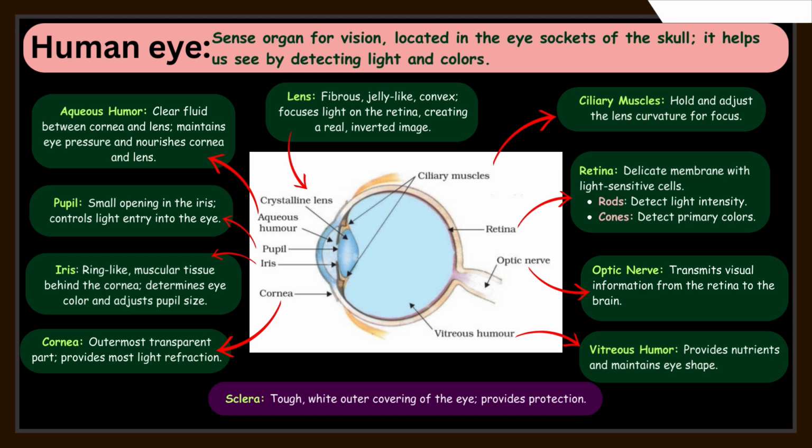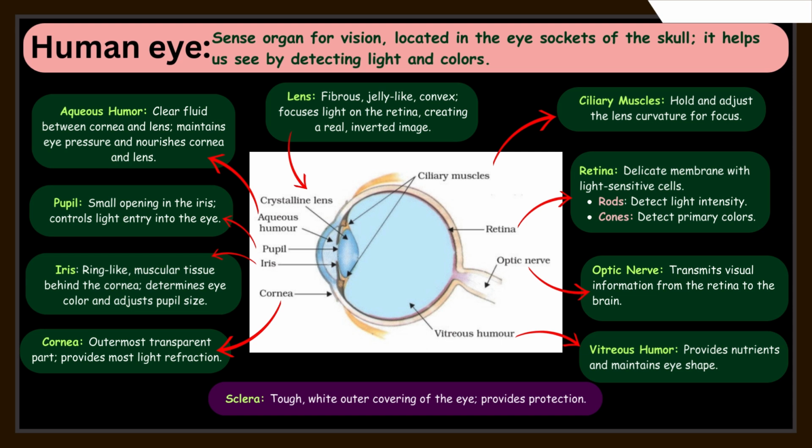The first defect is called myopia, or nearsightedness. In this case, a person can see nearby objects clearly, but distant objects appear blurry. Why does this happen? It usually occurs when the eyeball is too long or the eye lens is too curved. As a result, the image of a distant object forms in front of the retina instead of on it. The correction? A concave lens, which diverges the light rays and moves the image back onto the retina.